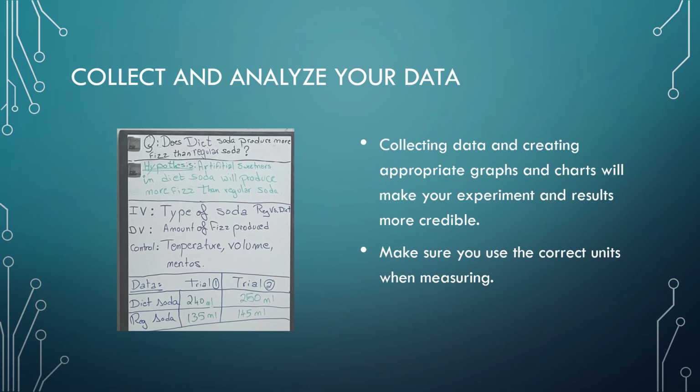This is a picture of the data that I've collected. It's always good to remember that the focus of your experiment is one thing. So if I am measuring the amount, that means I am going to be measuring in a specific measurement, which is in here in milliliters. So the diet soda, the first trial was 240 milliliters. That's how much the amount of liquid or of the fizz that was collected after the experiment.